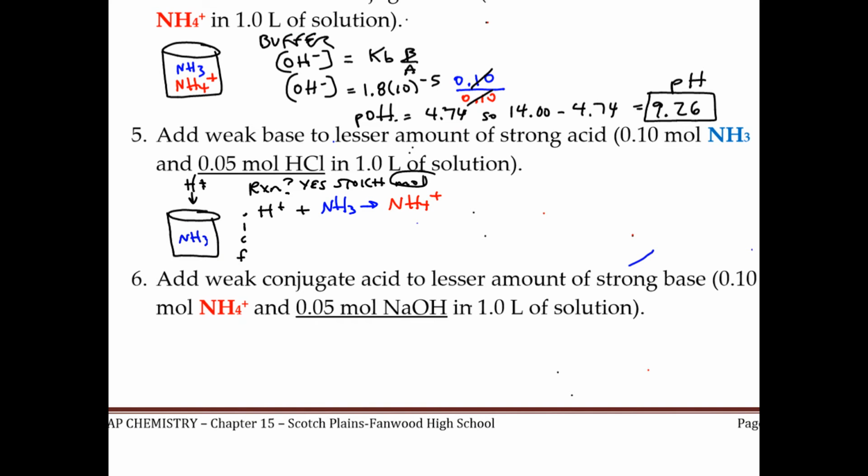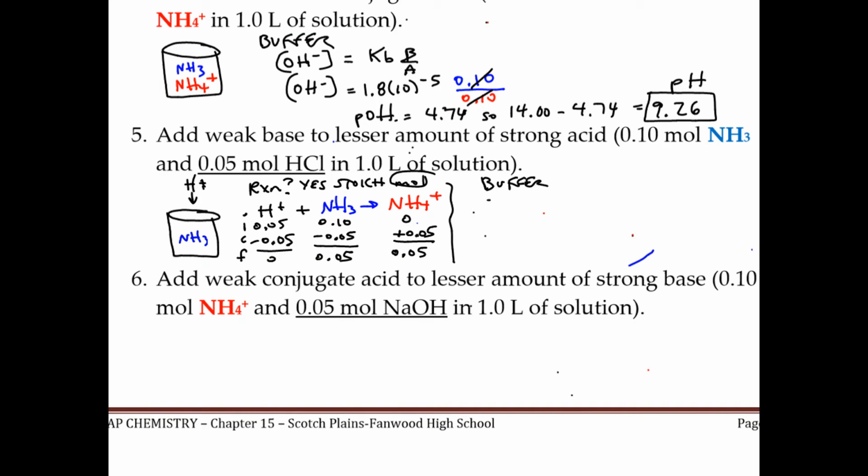You're going to look at the moles given in the problem. The H plus was 0.05 moles, NH3 was 0.10. There was nothing of the ammonium in there to start. The H plus is going to run out. When you're all done, you have a bunch of ammonium, a bunch of ammonia, and no hydrogen ions. So you look at what you got and you realize that you have a buffer. And so you can use the buffer shortcut.